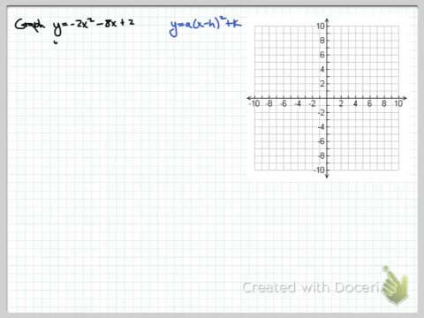So what I'm going to do is factor it out, but only out of these first two terms. I'm going to leave this 2 on its own, let it do its own thing for a second. So -2 times the quantity x squared plus 4x, and I'm going to leave this 2 on its own.